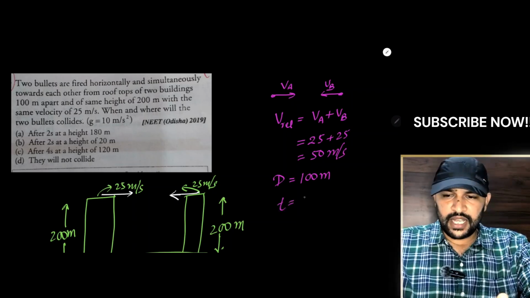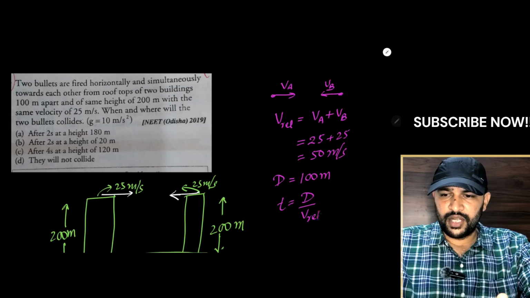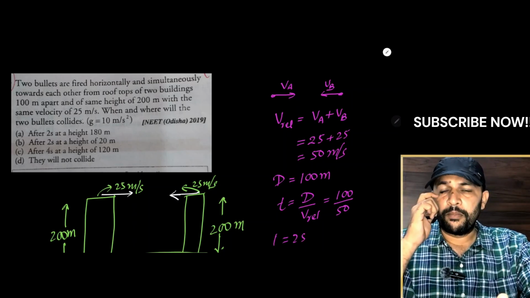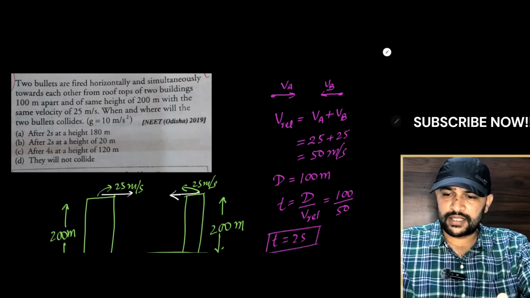So the relative time, the time at which they both will meet, will be relative distance upon relative velocity, right? So relative distance is 100 meter and relative velocity is 50. So after 2 seconds, they both will meet, okay. So after 2 seconds, that's our time. So time we got as 2 seconds, great.